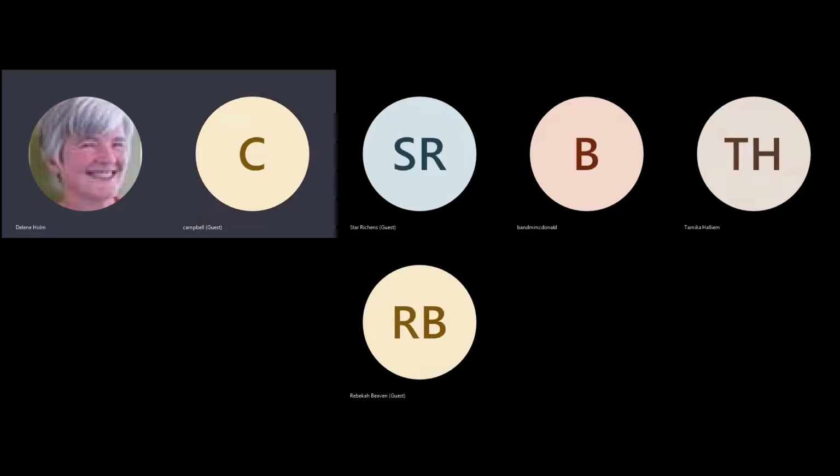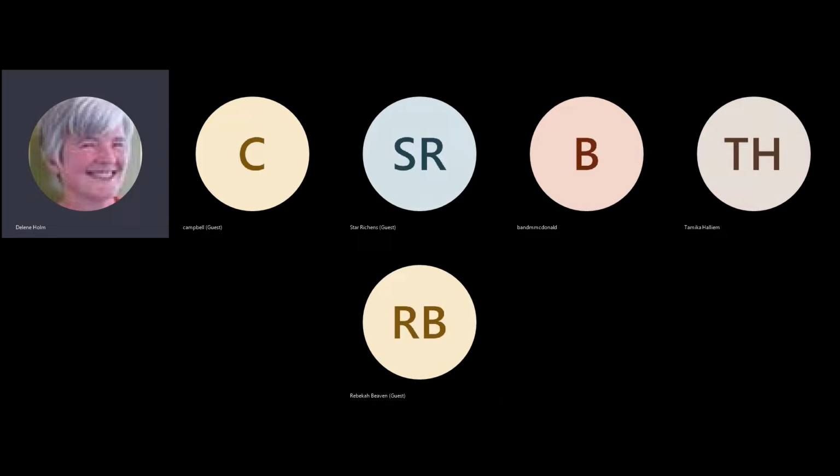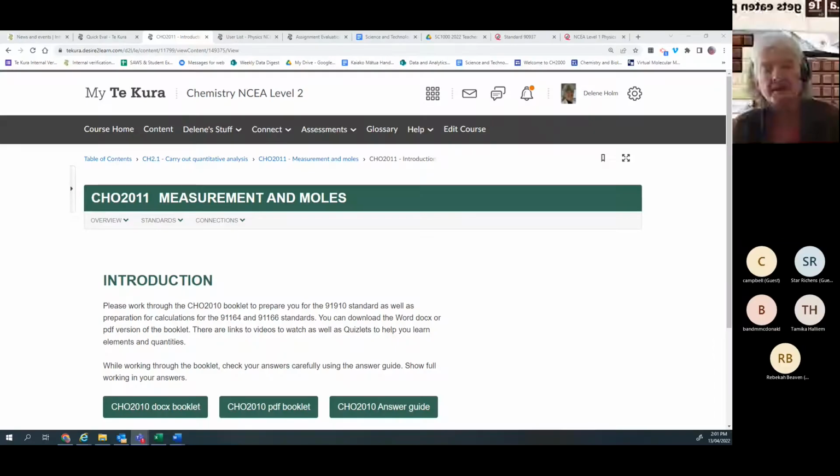Term 1. This is the last lesson of just doing general calculations. You don't need to know titrations if you're not going to be continuing on and doing the 91910 standard. But if you're going to be doing, say, the level 3 chemical reactivity, then it's good to know how to do these titration calculations.